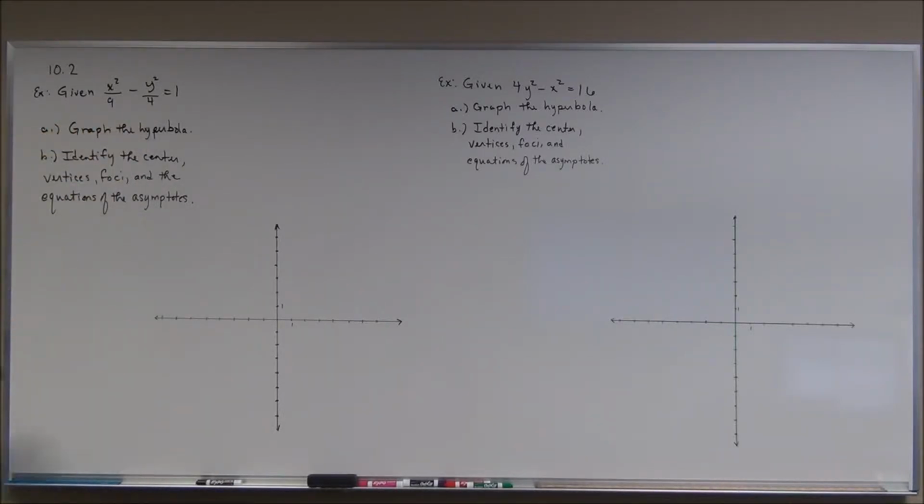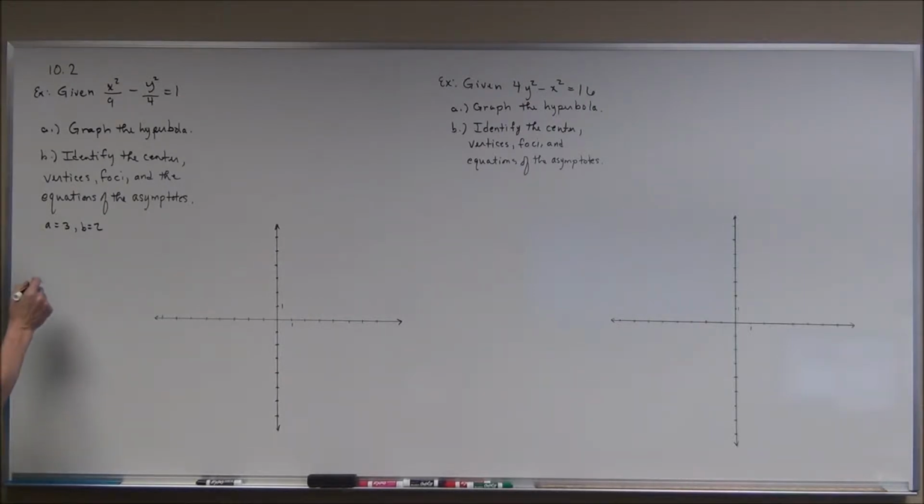Alright? Now it asks for us to graph the hyperbola, but to help us with the graph, it would be nice if we could find the vertices, find the reference rectangle, and of course draw in our asymptotes, and we're going to have our equations of those as well. So in this problem, I'm going to do a little bit of B here first. I'm telling you that A is equal to 3 and B is equal to 2.